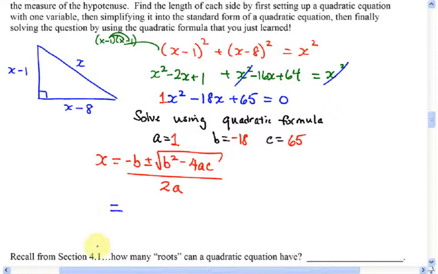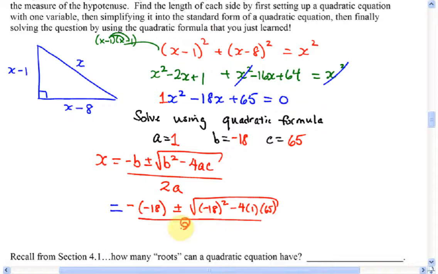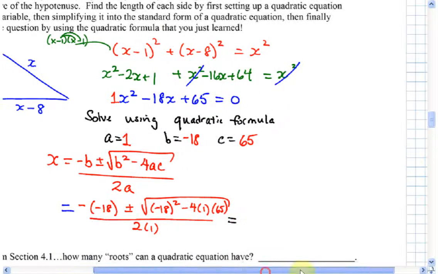Okay, once you've got the formula, plug in the numbers, and let's see what you get. Careful with the negative b, okay? It's negative of negative 18. Okay. That's right, so it's positive. And be careful, it's negative 18 all squared, minus 4 times a times c, over 2a. Go ahead and try to simplify yourself.